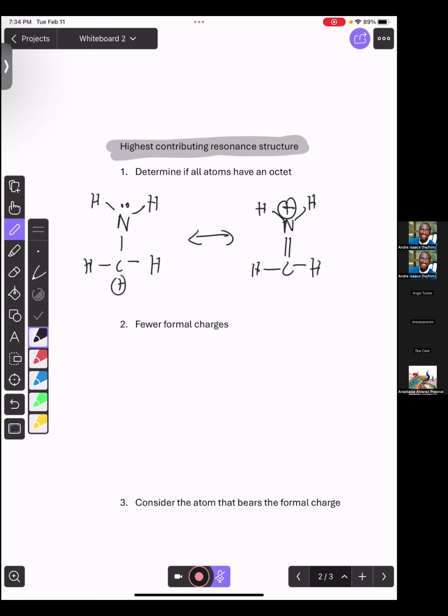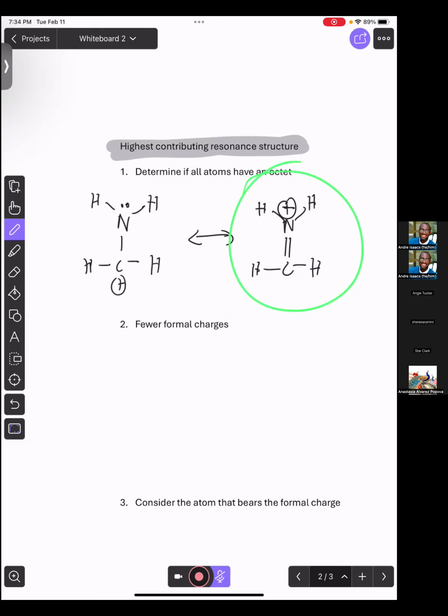So because of that, this is the better one. The molecule is going to like to be in that form better than it would like to be in the form on the left. Does that make sense to everyone? So that's the first rule, is we're looking for access, okay? For the atoms to have an octet, okay? I see a no on the board. Does that make sense? Do I need to explain again? Do we have that?